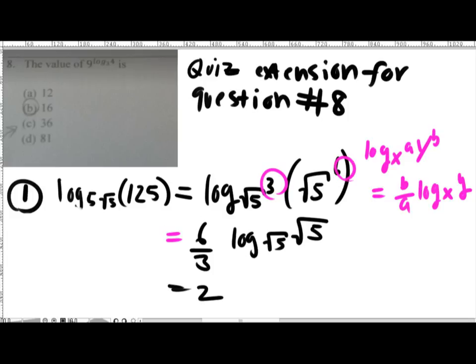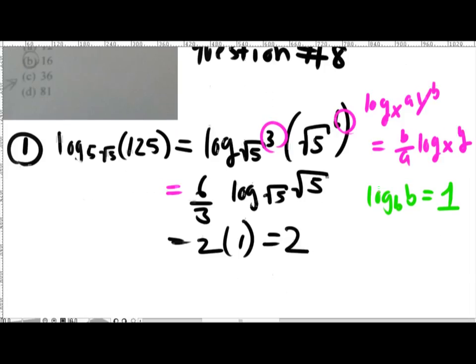And this we know from the logarithm of the base property that log base b of b just equals 1. So this just equals 1, and the final value is 2.